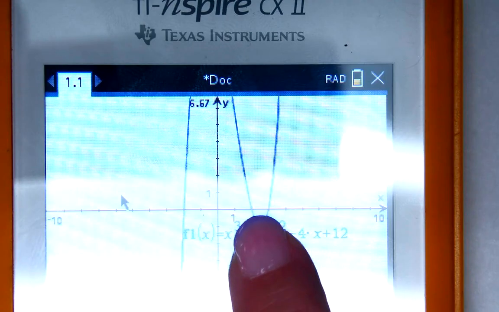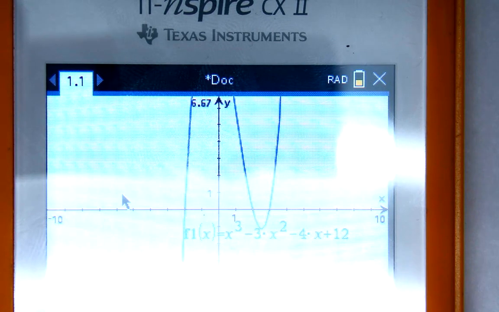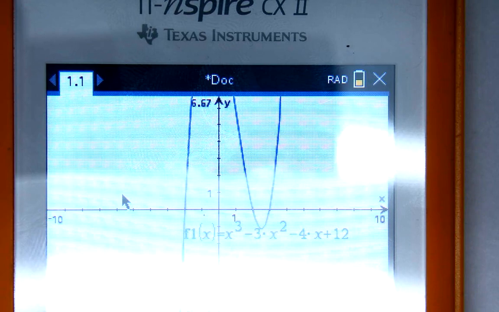So 2, negative 2, and positive 3. And then for the factors, we just make it x and then the opposite. Yep.